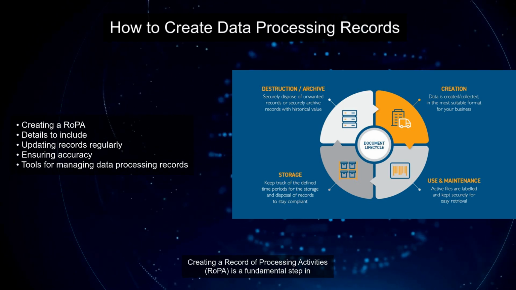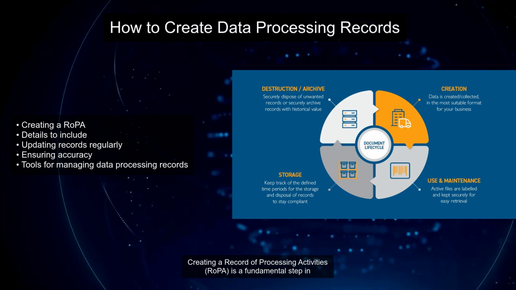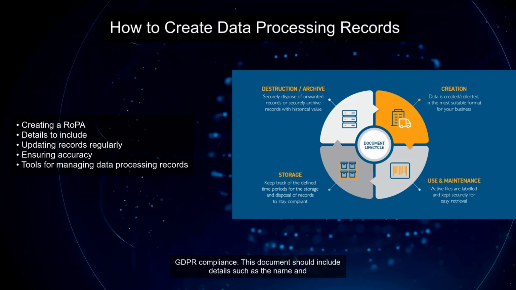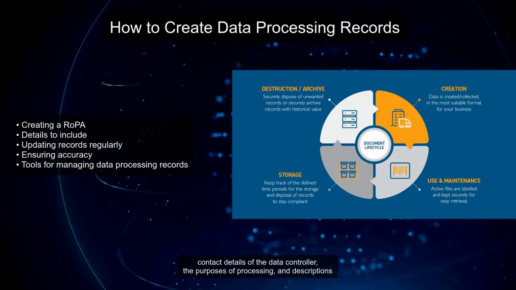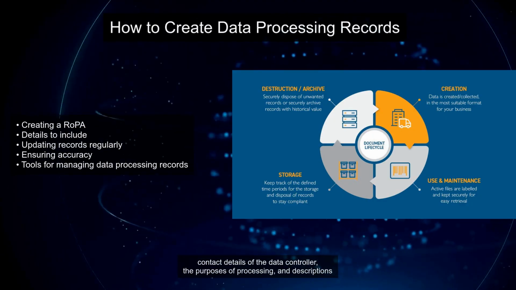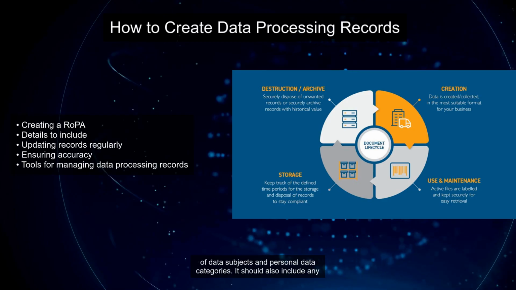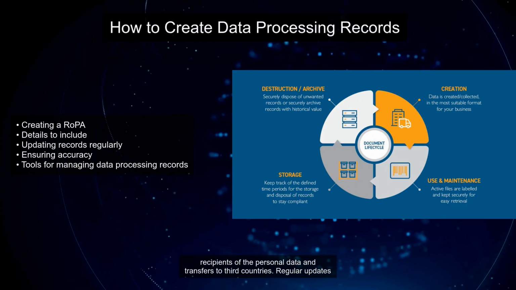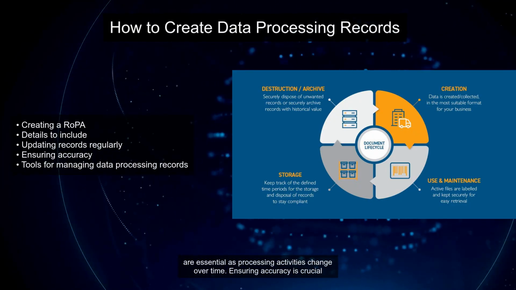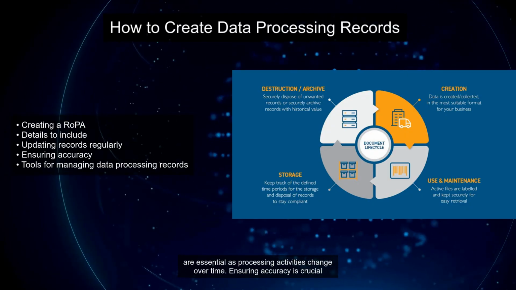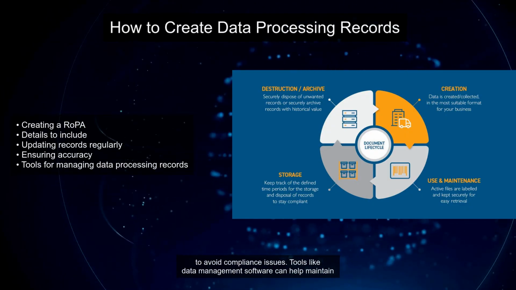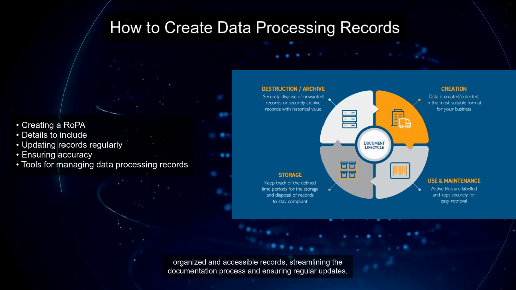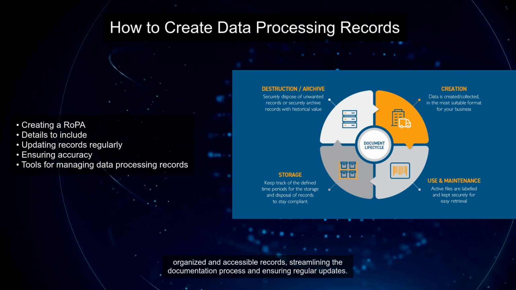Creating a record of processing activities, ROPA, is a fundamental step in GDPR compliance. This document should include details such as the name and contact details of the data controller, the purposes of processing, and descriptions of data subjects and personal data categories. It should also include any recipients of the personal data and transfers to third countries. Regular updates are essential as processing activities change over time. Ensuring accuracy is crucial to avoid compliance issues. Tools like data management software can help maintain organized and accessible records, streamlining the documentation process and ensuring regular updates.